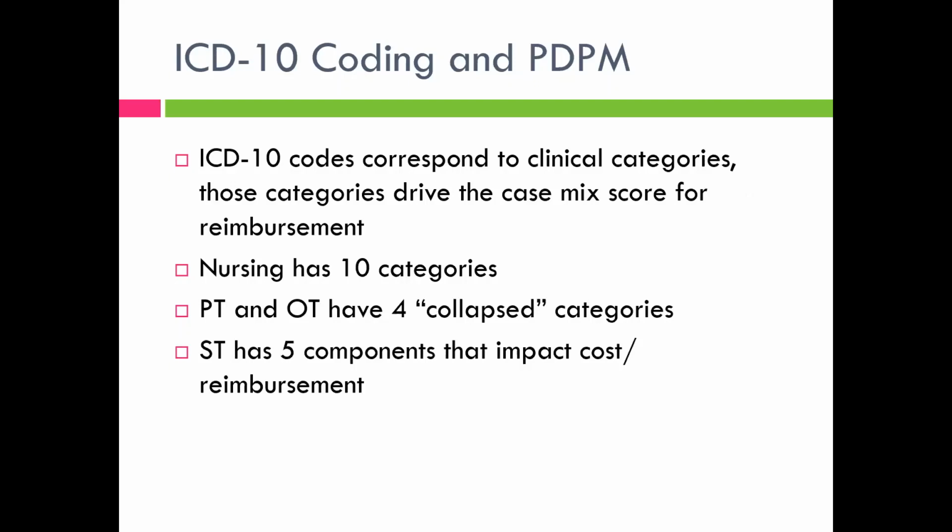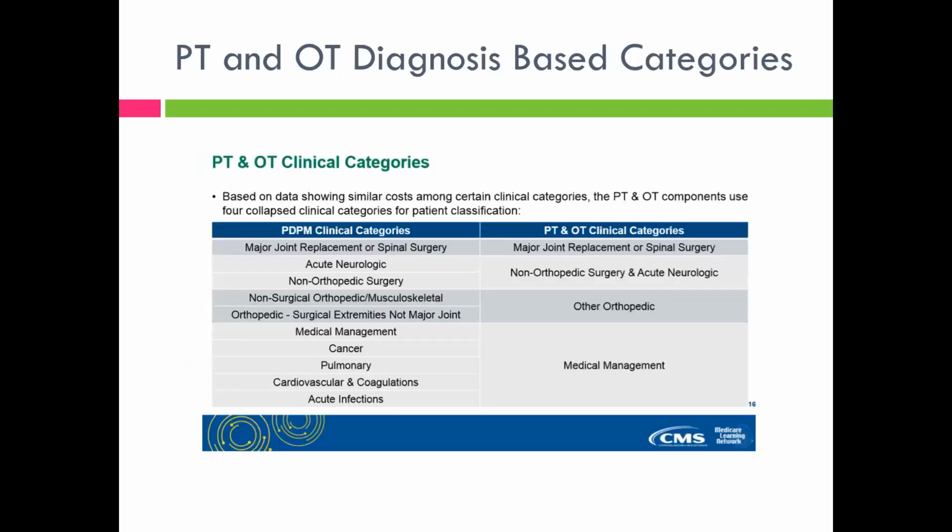When it comes to PDPM, ICD-10 codes correspond to the clinical categories that drive the case mix score for reimbursement. Nursing has 10 categories, PT and OT have 4 collapsed categories, and speech therapy has 5 components that impact cost and reimbursement. This image here, taken from the CMS website, shows how the clinical categories correlate to the collapsed PT and OT categories.